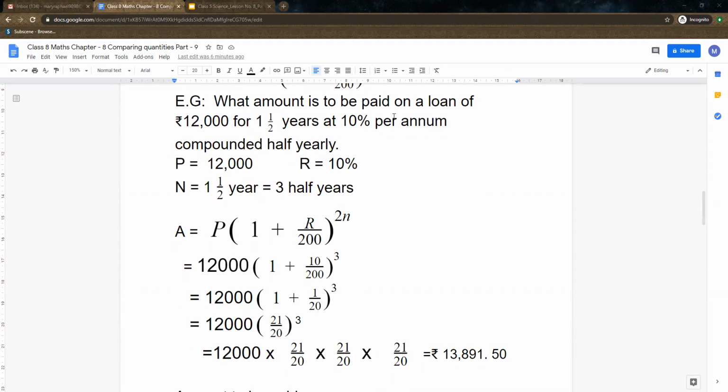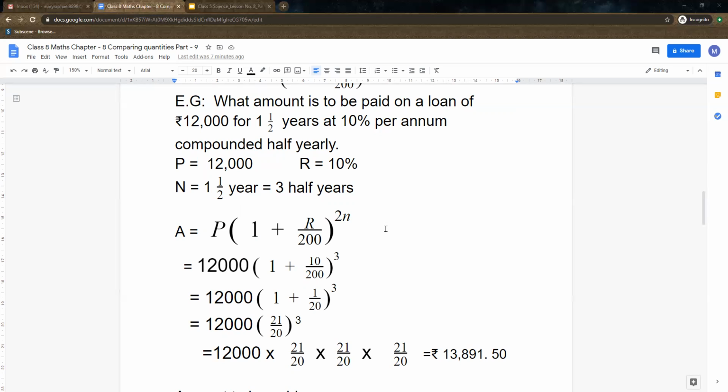What amount is to be paid on a loan of rupees 12,000 for 1.5 years at 10% per annum, compounded half yearly? That is, 12,000 rupees is taken as a loan for 1.5 years, the rate of interest is 10%, and interest is compounded half yearly. So P equals 12,000 rupees, R equals 10%, n equals 1.5 years. In 1.5 years, how many half years are there? 3 half years. You can do it directly as 3 half years, or by converting into an improper fraction: 1 twos are 2, 2 plus 1, 3 by 2 will come.